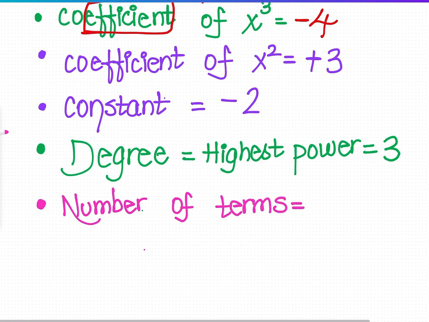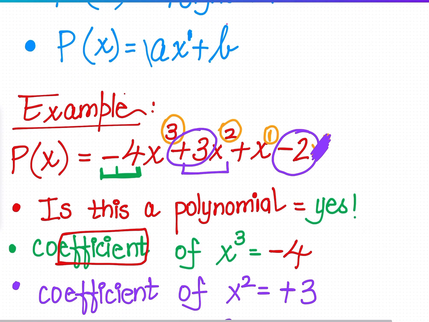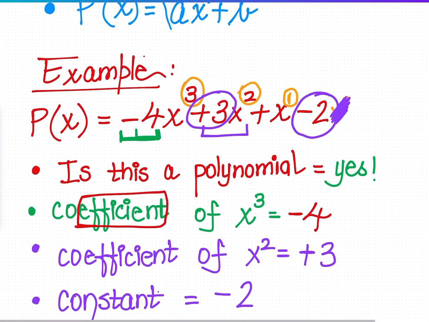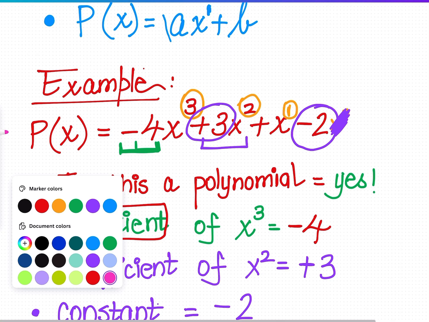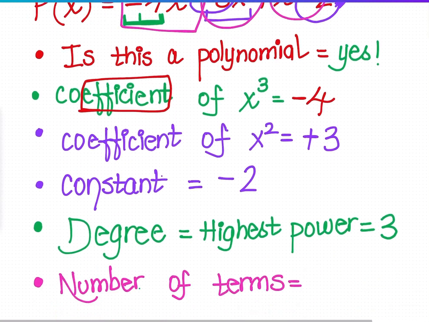That's another question about this polynomial. How many number of terms? So basically, let's go back to the polynomial and see how many terms are there. This full piece is a term. This piece is a term. This piece is another term, and this piece is another term. So as you can see in your polynomial, there are a total of 3 terms.